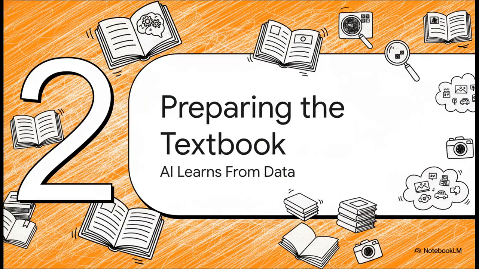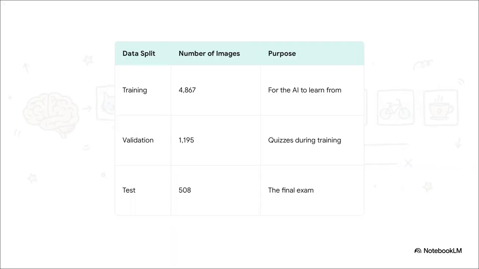Okay, now for what is maybe the most critical step of all: the data. See, you can't teach a student without a textbook. And for our AI, that textbook is a massive collection of images. And just like any good textbook, it needs to be perfectly organized. So here's how we set up the AI's entire curriculum. We split our photo library into 3 really important piles. First, you've got the training set. This is the main textbook, with almost 5,000 images for the AI to study.